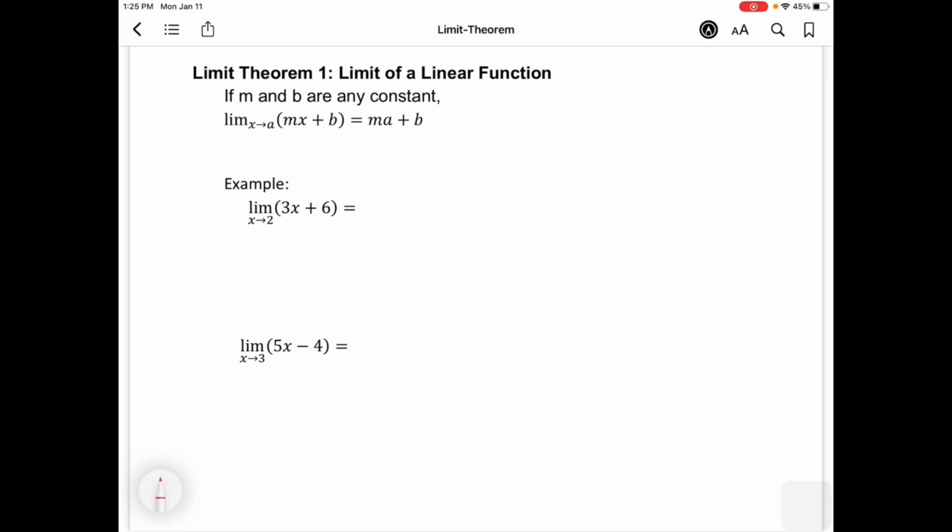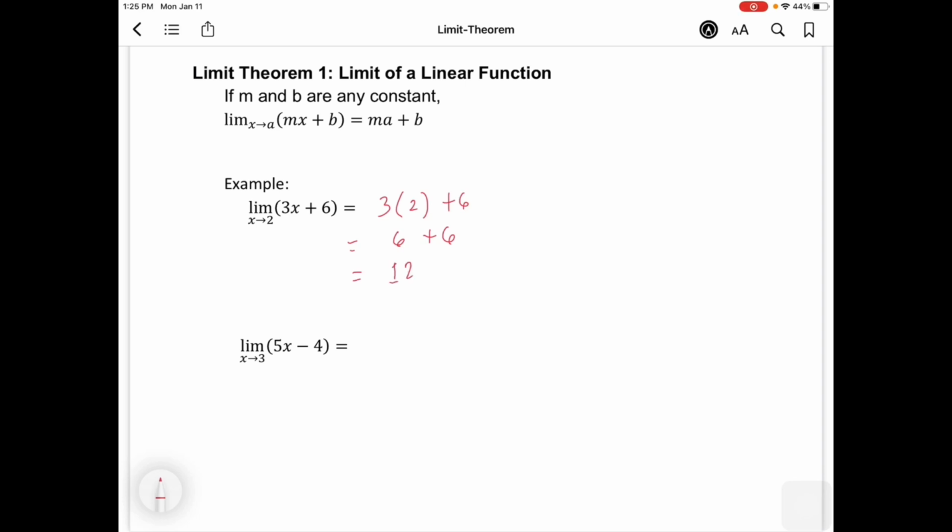Example natin dito, we have here the limit of 3x plus 6 as x approaches 2. Magkakaroon tayo dito ng 3 times 2. Yung x, pinalitan natin siya ng 2. Then plus 6. So this will be equal to 6 plus 6. Then 6 plus 6 is equal to 12 as the answer.